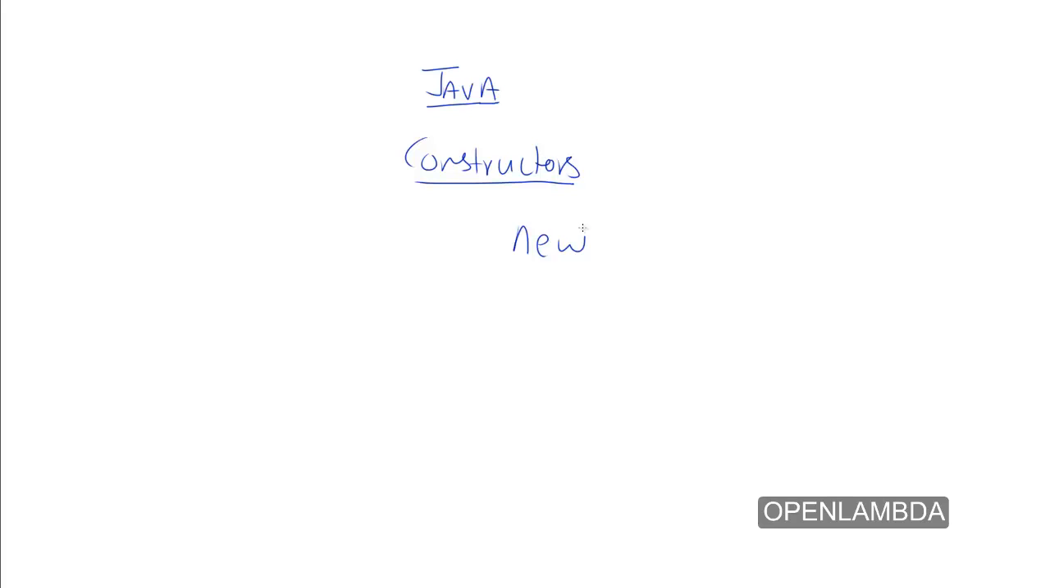So let us see how to work with constructors. It's very simple. It's a special method, that's it. It doesn't have any return type. The name of the method is the same as the name of the class, then it becomes a constructor. So let us see how the constructor looks.